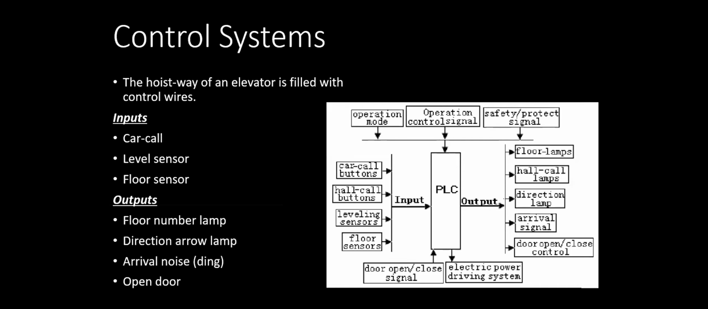And the elevator is full of control systems too. The entire hoistway is just filled with wires and cable trays. Some of the inputs are the car call button and the sensor inside the elevator that senses if it's level and what floor it's on. And then it'll output the sound and the number of the floor and the arrival sign, and it'll open and close the door whenever it's done. And that is all we have. Do you have any questions?